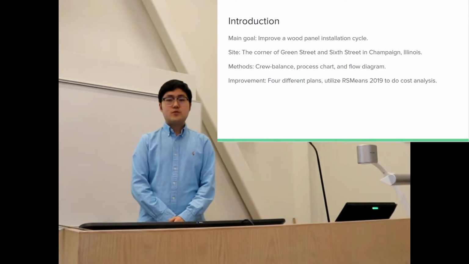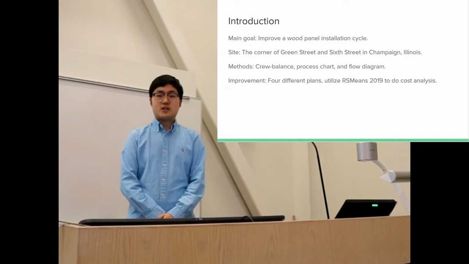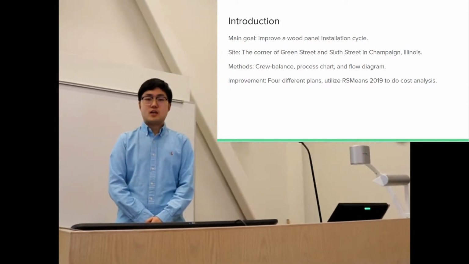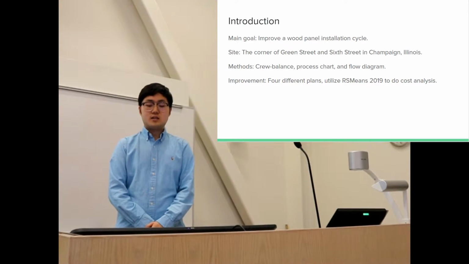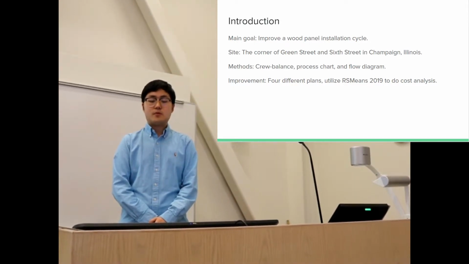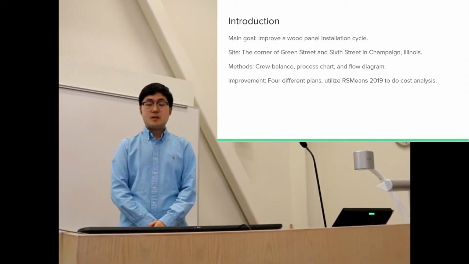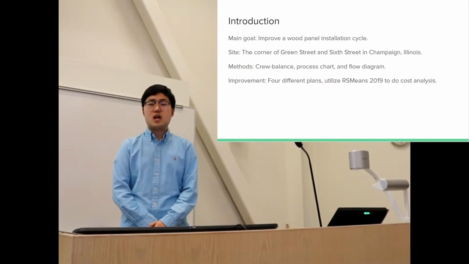In order to give you a brief idea of what we have done before, let me give you a brief introduction. Our group's main goal is to improve a wood panel installation cycle of a site which is located at the corner of Green Street and 6th Street. We employ the crew balance, process chart, and flow diagram to come up with 4 different plans which all improve the productivity. In the meantime, we also utilize the RS-Means 2019 to do the cost analysis.